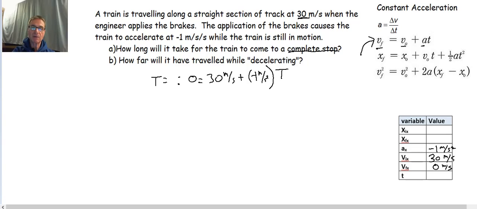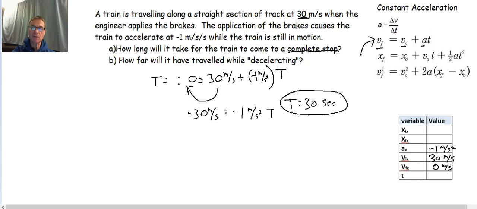I'm going to move this to the other side of the equation, and I get -30 meters per second is equal to -1 meters per second squared times time. I divide each side by -1, and my time turns out to be 30 seconds. So I hope that no one's in a big rush for this train to come to a stop. So time is going to be 30 seconds.